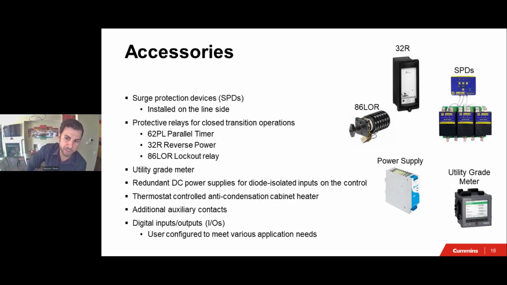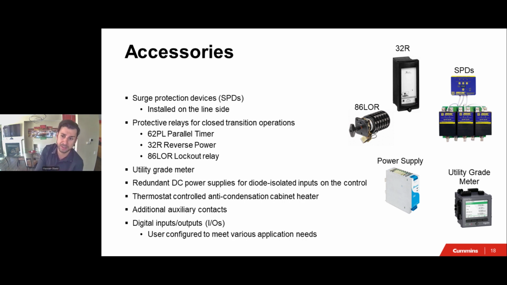And some of the accessories that you see on a transfer switch, for example, surge protections, right? We want to have those installed on the line side to protect also the control on the transfer switch. And you might have two. You have one on the line side, on source one, the utility, and then another one on the generator side. So you'll have two per transfer switch.